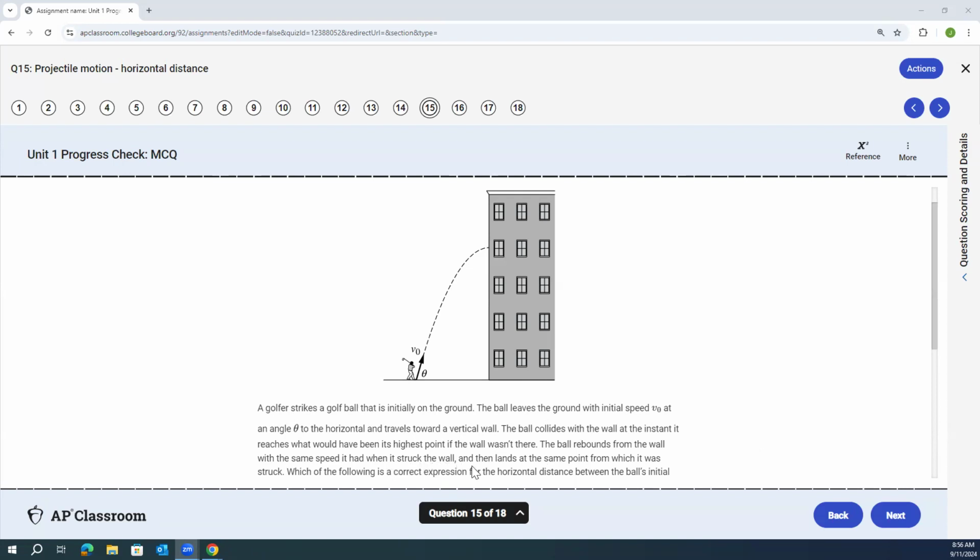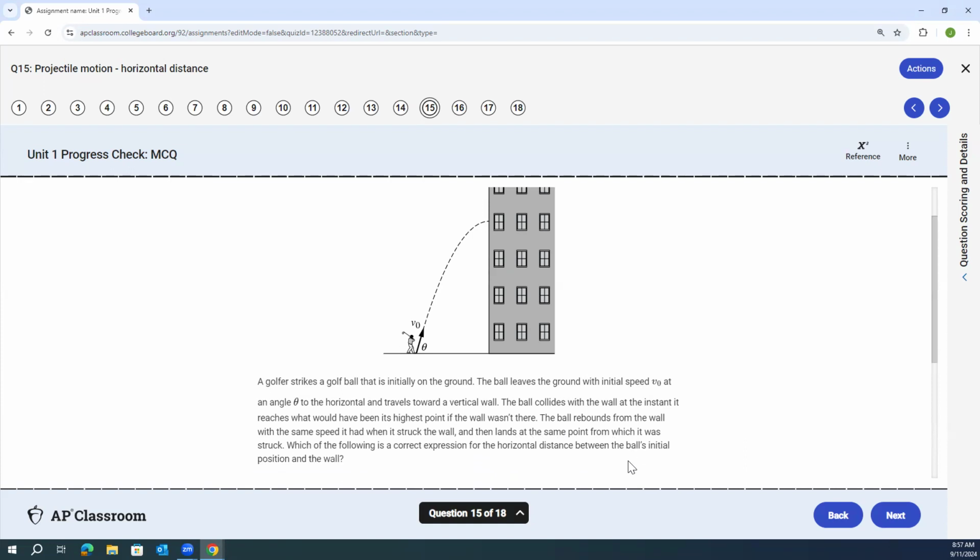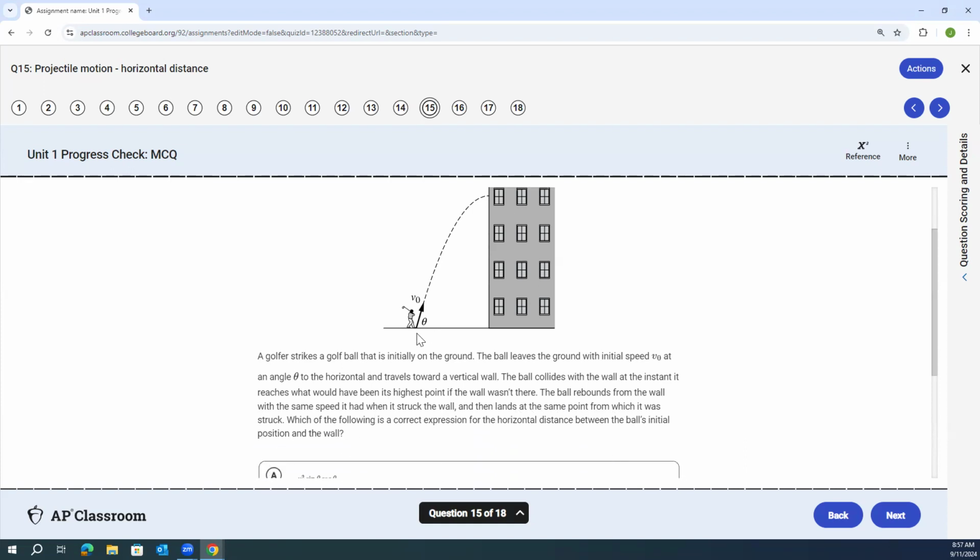Rebounds with the same speed as it struck the wall, and then lands at the same point from which it had been struck. Of course it does. We just talked about that. Which of the following is a correct expression for the horizontal distance between the ball's initial position and the wall? So if you threw in a variable x, maybe, you guys see this distance x from here. So x equals what?